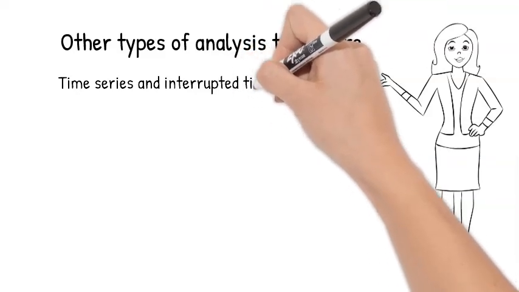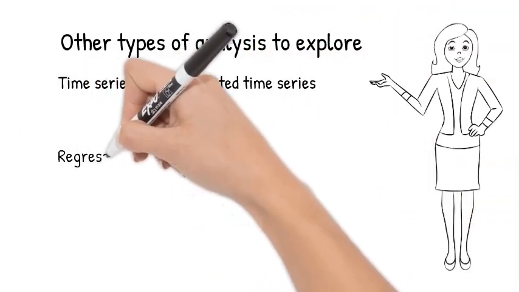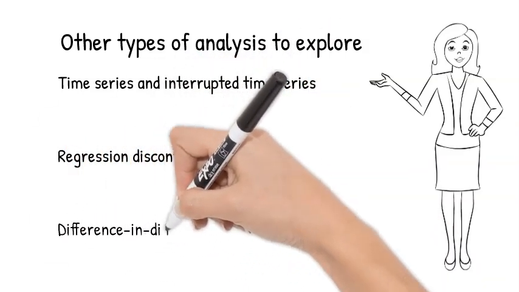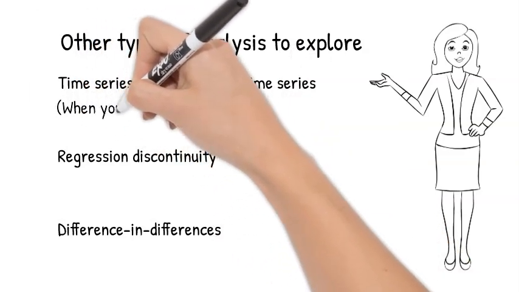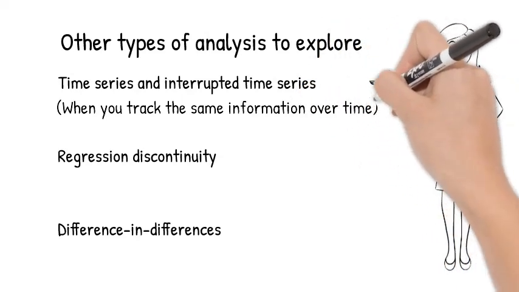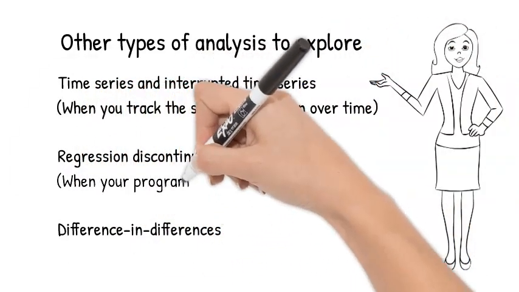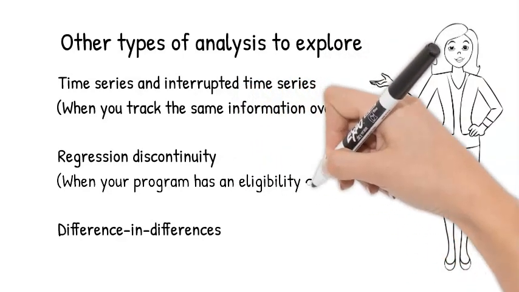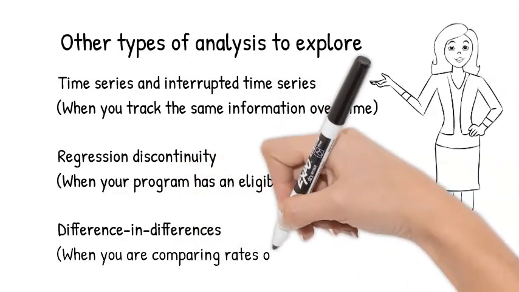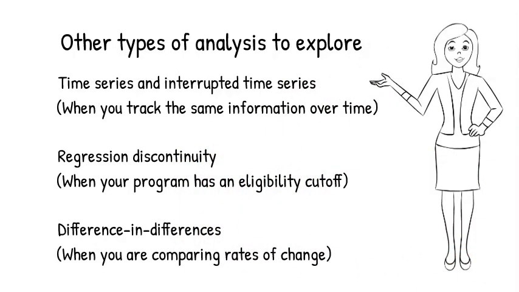There are three more types of data analysis that are definitely worth mentioning here. The first one is time series and interrupted time series. The second is regression discontinuity. And the third is difference in differences analysis. Time series and interrupted time series analysis are especially useful when you're tracking the same information over a long period of time. Regression discontinuity analysis is really useful when your program has an eligibility cutoff. And difference in differences analysis is useful when you're comparing rates of change from pre to post or across groups, rather than just single values before and after or across groups.